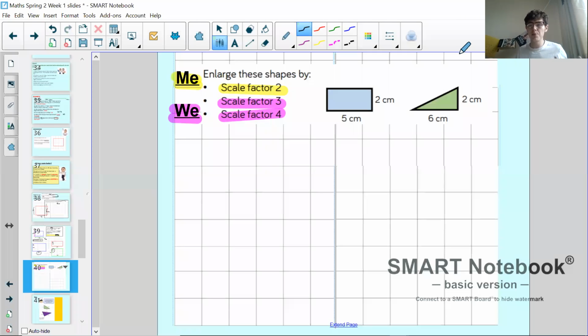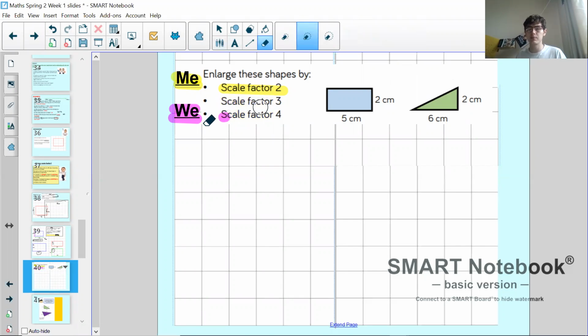Okay, 6. So let's do a bit of me and we, okay? So enlarging these shapes, okay? So we've got a triangle and we've got a rectangle. Once again, I'm aware that it's going to be a little bit tricky with you being able to draw at home and being able to actually physically draw out these enlargements, okay? So I'll do the me and I'll show you how it's done. And then for the we, you will just have to be able to tell me the measurements, okay, what the actual measurements would be rather than drawing the shape itself, okay?